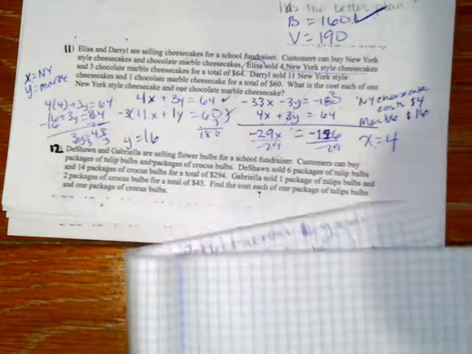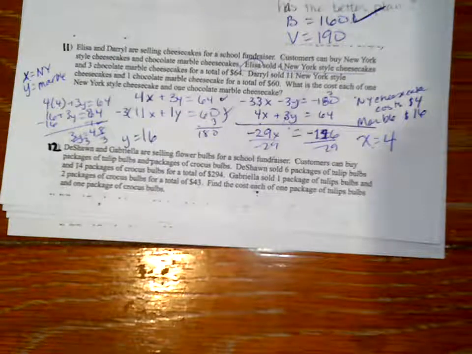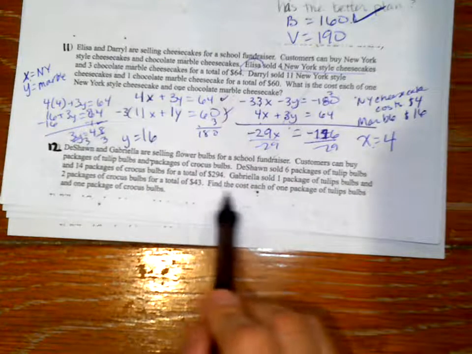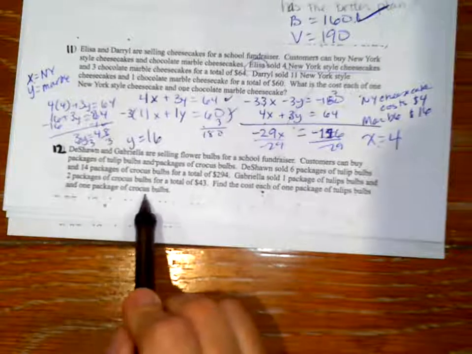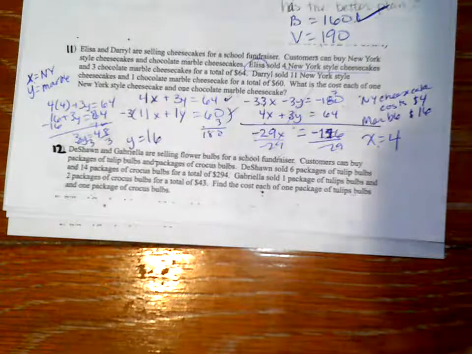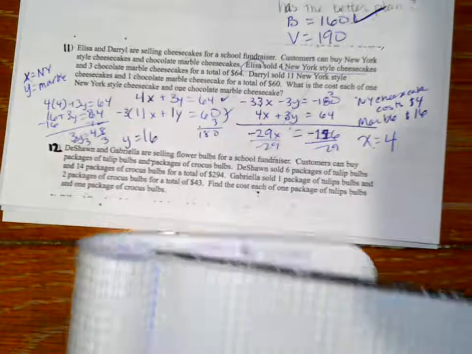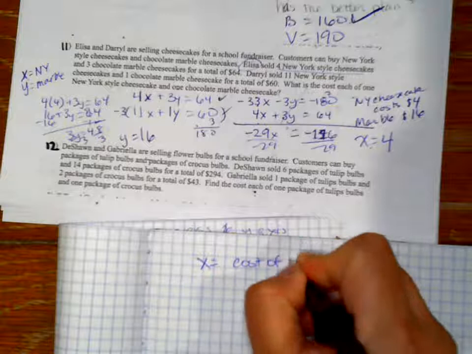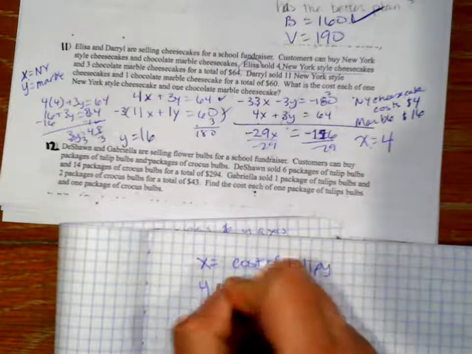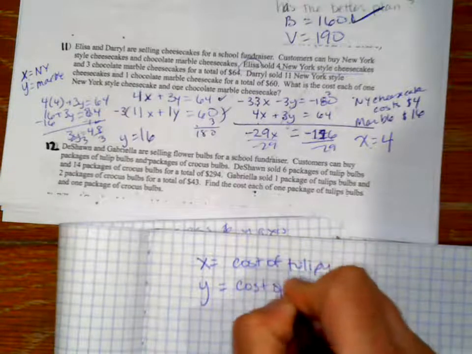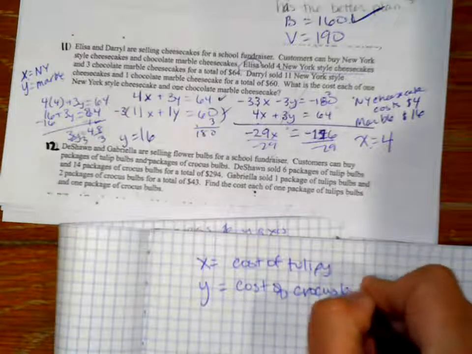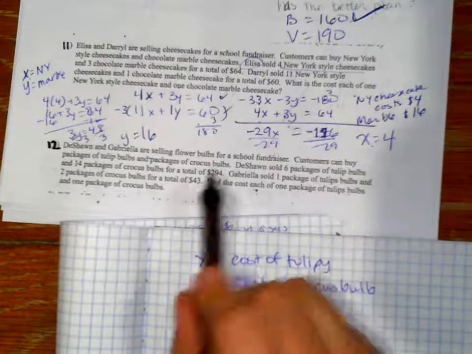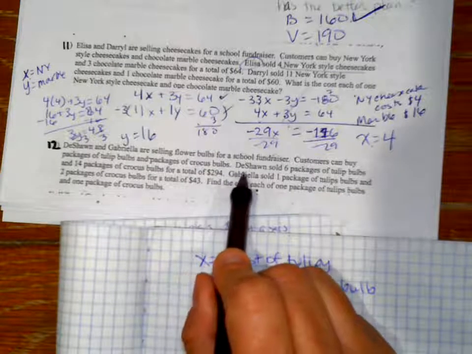We have Deshaun and Gabriella are selling flower bulbs for a school fundraiser. Again, if you are not the reader, get to the point. Find the cost of one package of tulips and one package of crocus bulbs. So I know that my variables need to find X, which is going to be the cost of tulips, and Y, which is going to be the cost of a crocus bulb. I have no idea what that is, but it doesn't matter. So here we go. Let's look at Deshaun's first.